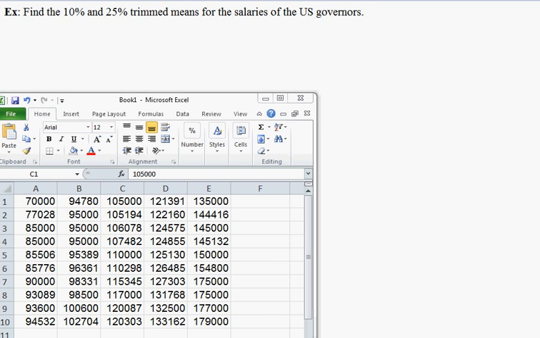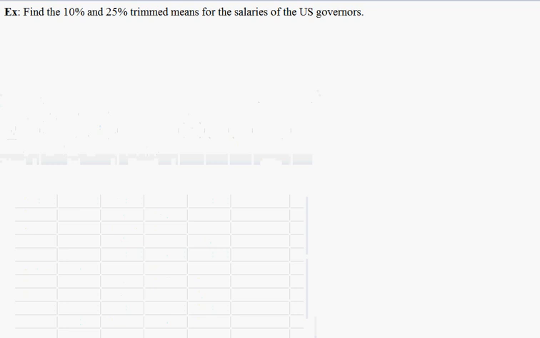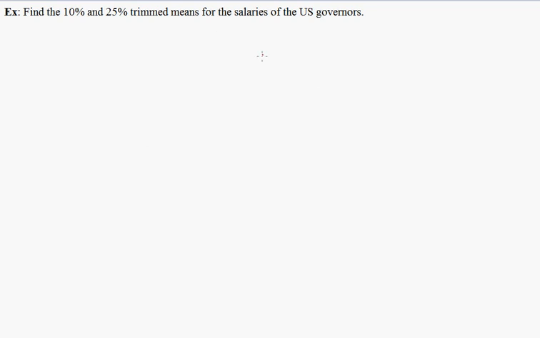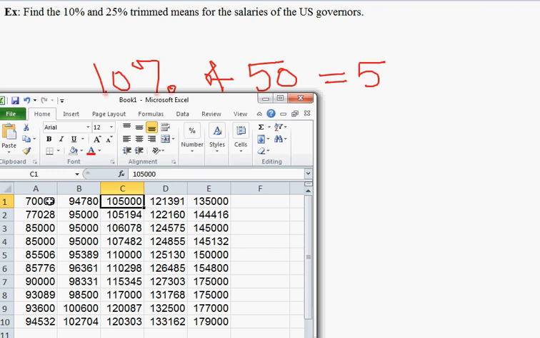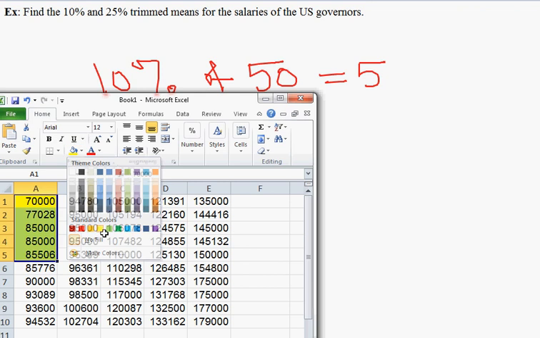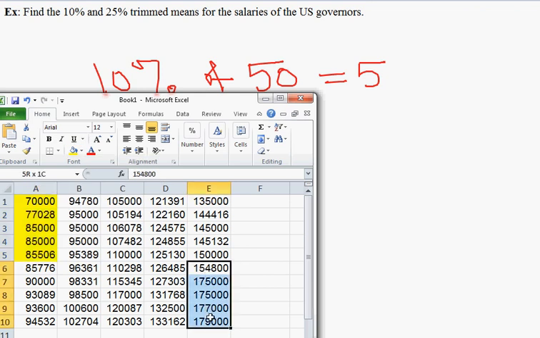So for example, for the 10% trimmed mean, we know full well that 10% of 50 governors, there's 50 things in the data set, well, 10% of 50 is obviously equal to 5. And so what I have to do is ignore the top 5 and bottom 5 numbers. So I'm going to just simply highlight these in yellow just to say that I'm not going to use these numbers. And so the 10% trimmed mean will be the average of the 40 numbers that are left.